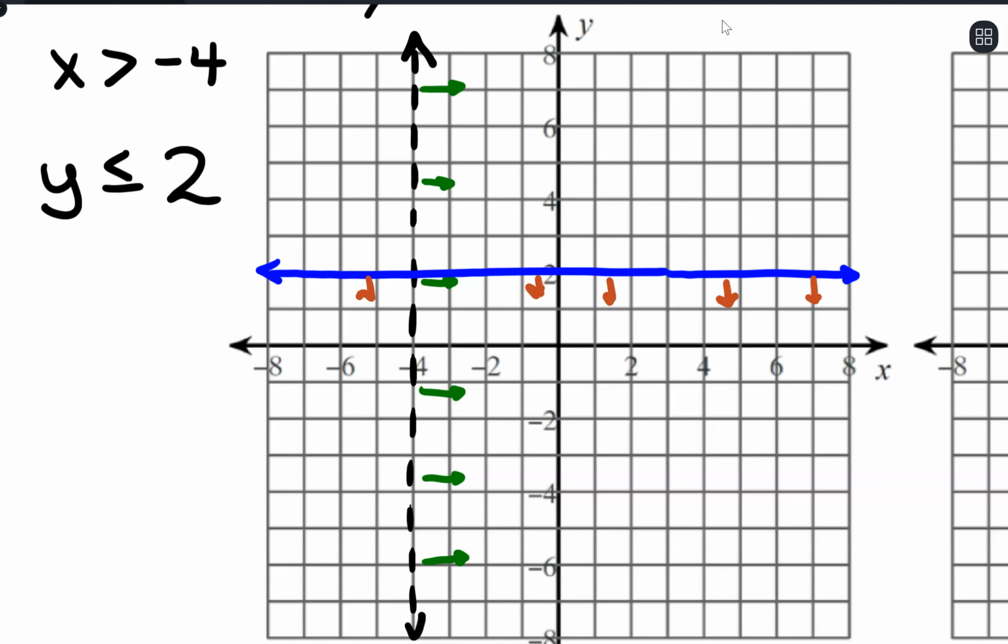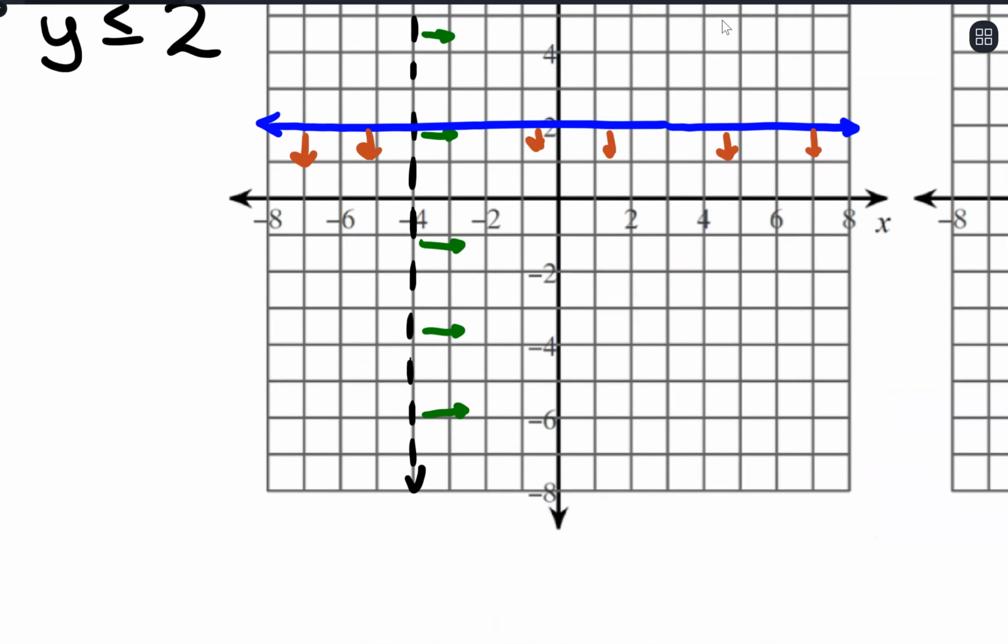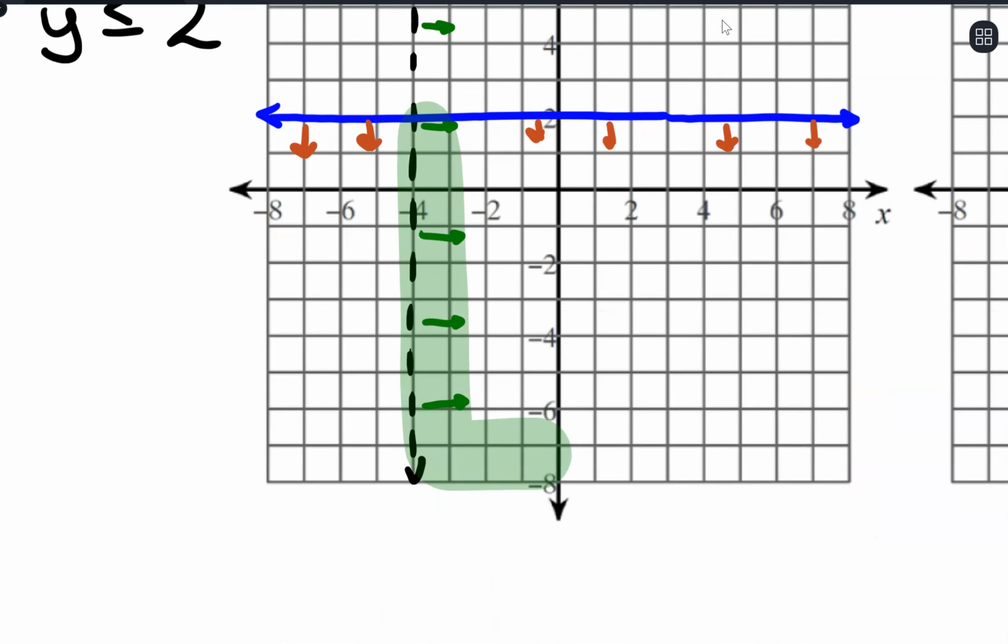So what we want to do is look for the intersection of these two pieces. What region is to the right of our vertical line and below our horizontal line? That's going to be this kind of square over here. So in terms of shading an answer, that's going to be my answer. It's just this region where the two overlap. And that would be our solution.